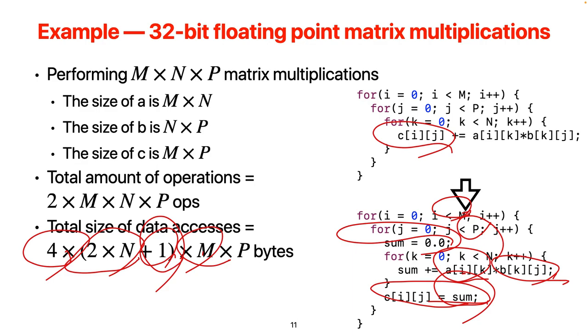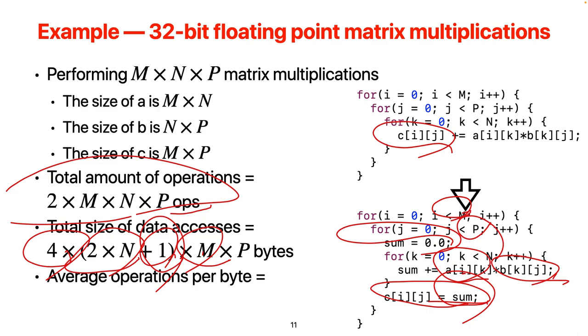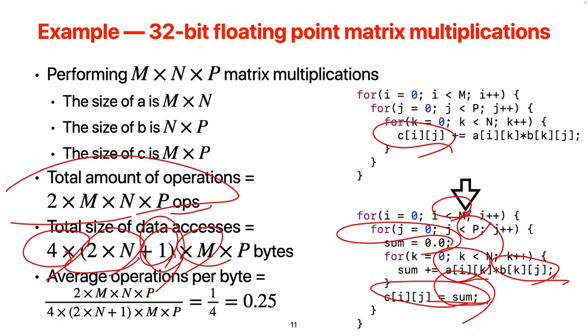So can you count the operational intensity of this algorithm? What's the operational intensity? The amount of work that I want to do per byte. This is the number of operations, and this is the total number of bytes that I will access. So how do you get that? Just divide the total number of operations with the total number of bytes. This one is almost ignorable if M, N, P are large enough. So it turns out the operational intensity is 0.25. It means that in matrix multiplication, every byte of data would actually generate 0.25 floating point operations. Agree with that? Is there anything wrong with my math? No, right? I hope not.